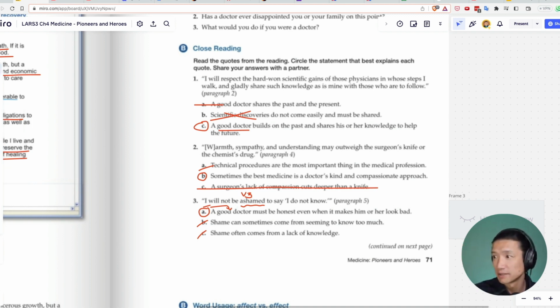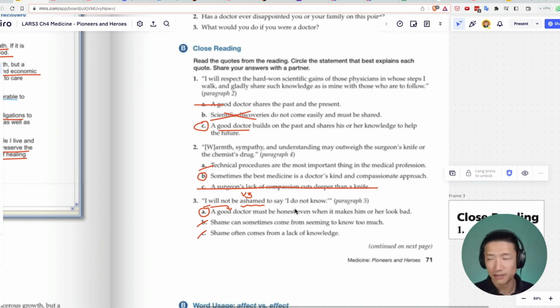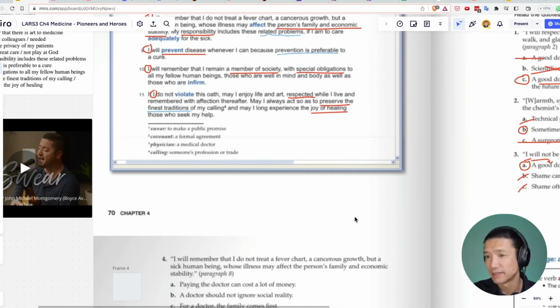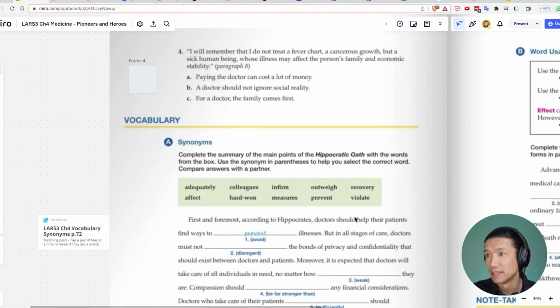Let's check the answers. C, B, A. Did you get those answers? Did you do this before? All right. Nice. Oh, last one.